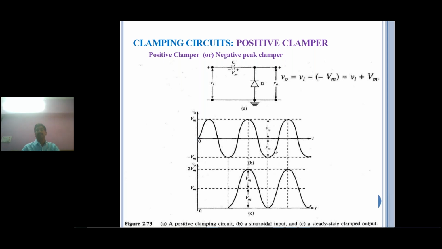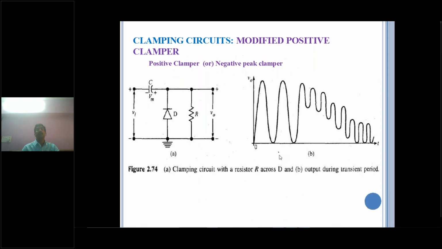See the input waveform here, with reference voltage 0 volts. Here the reference voltage is Vm. Now this is also called a negative peak clamper. Why? Because here the negative peak of the input waveform is brought above the 0 volts reference line. This is the negative peak clamper circuit. This is the modified negative peak clamper circuit.